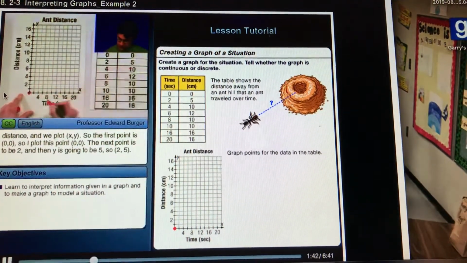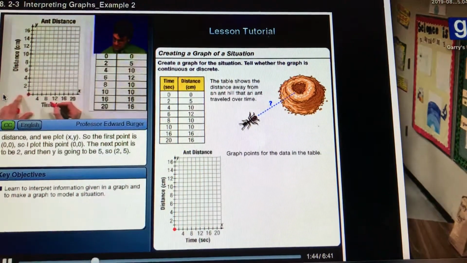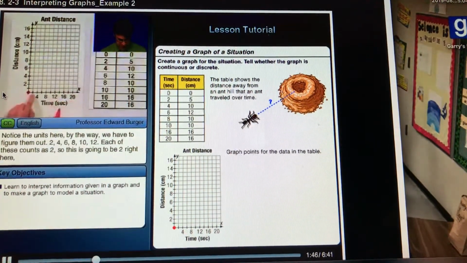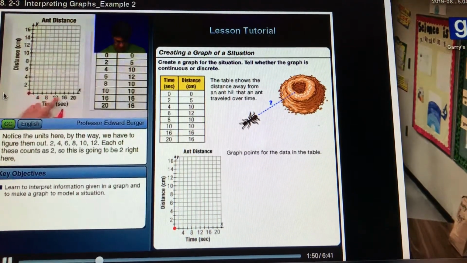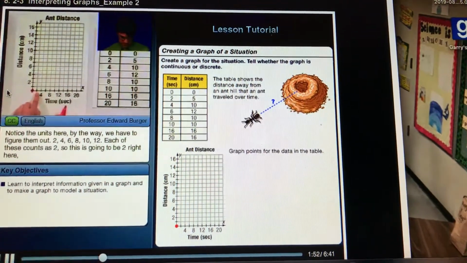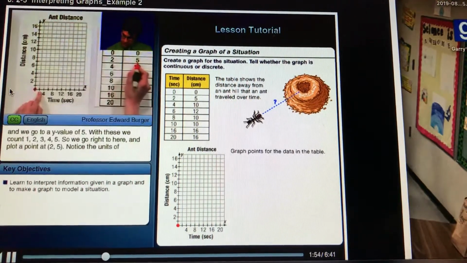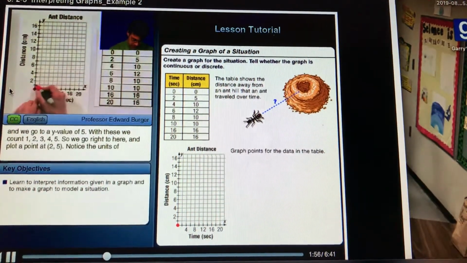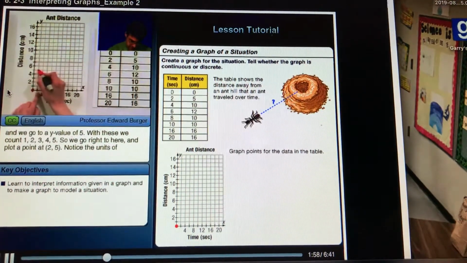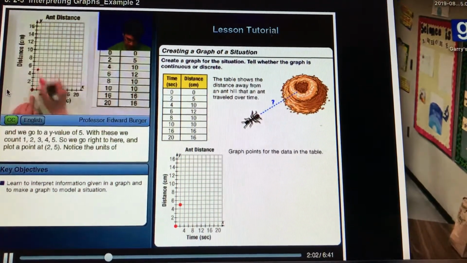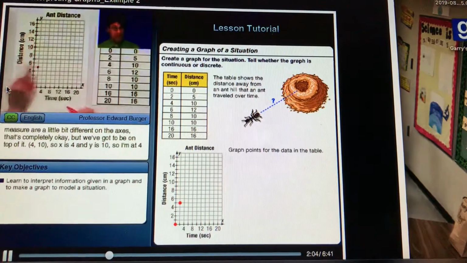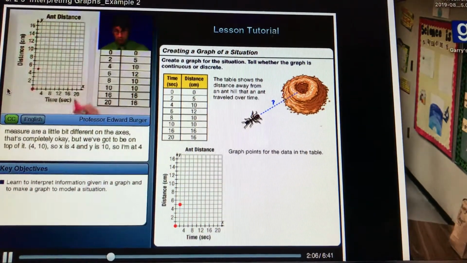The next point is 2, and then y is going to be 5. So 2 comma 5. Notice the units here, by the way. We have to figure them out. 2, 4, 6, 8, 10, 12. Each of these counts as 2. So this is going to be 2 right here. And we go to a y value of 5. And these we count 1, 2, 3, 4, 5. So we go right to here and plot a point at 2 comma 5. Notice the units of measure are a little bit different on the axes. That's completely okay, but we have to be on top of it.